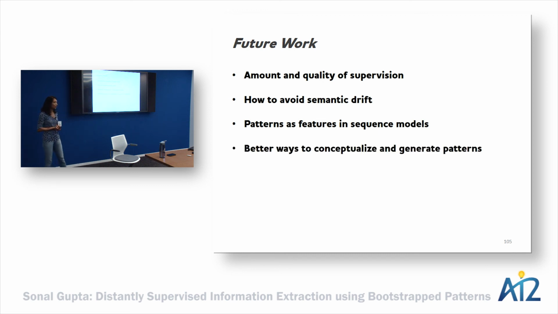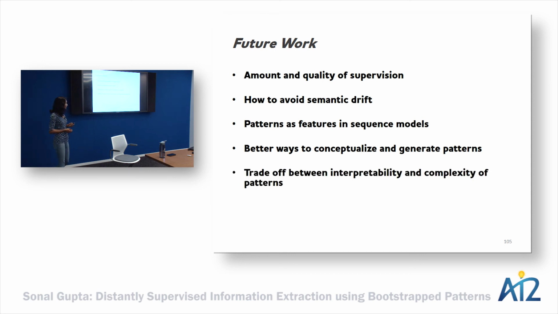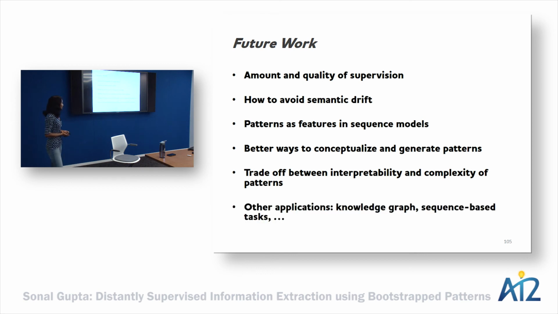Better ways to conceptualize and generate these patterns. So right now, we have only one weight for each pattern. But you can imagine weights on parts of a pattern and a way to combine them together. But also then there's a trade-off between interpretability and complexity of pattern. And maybe a human study is required. How much complexity can humans really take in understanding something? And application of this to many different things, like sequence-based tasks, and knowledge graph things, relation extraction, and so on.